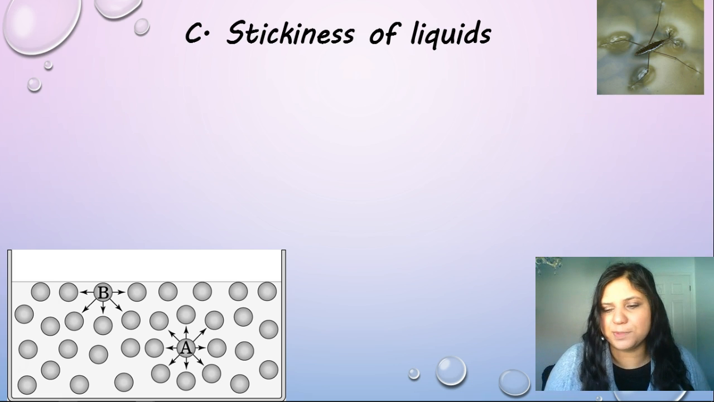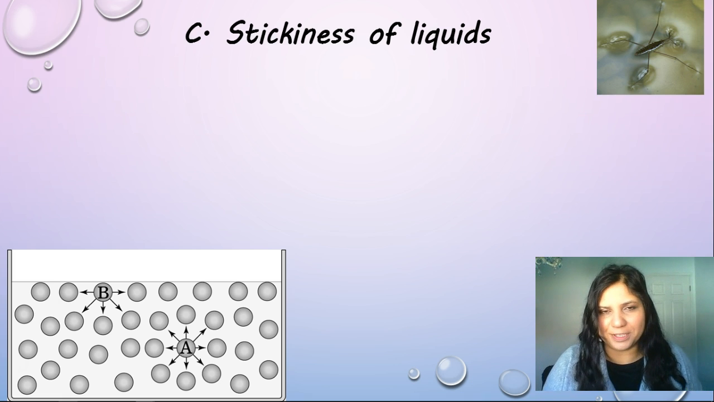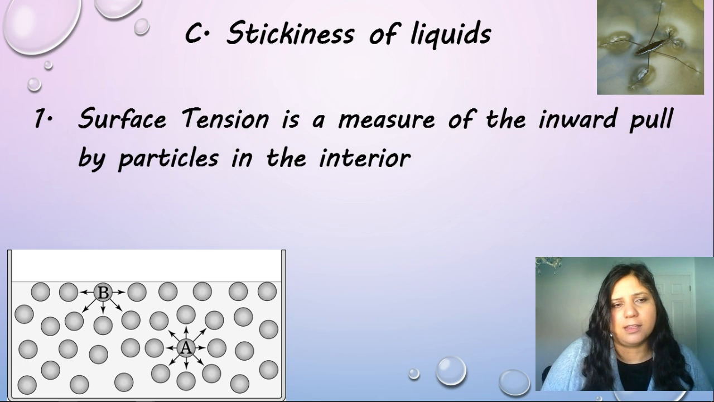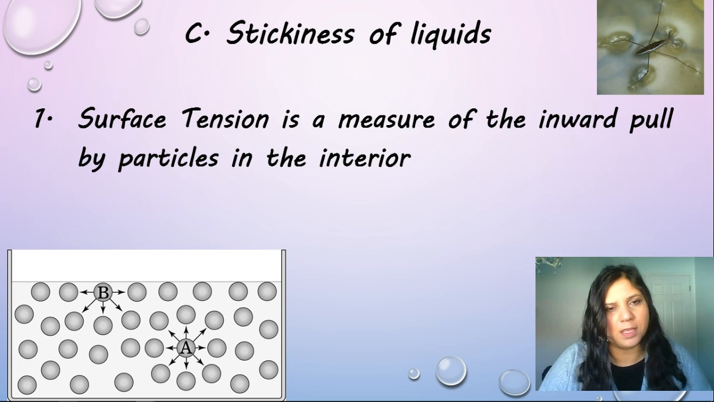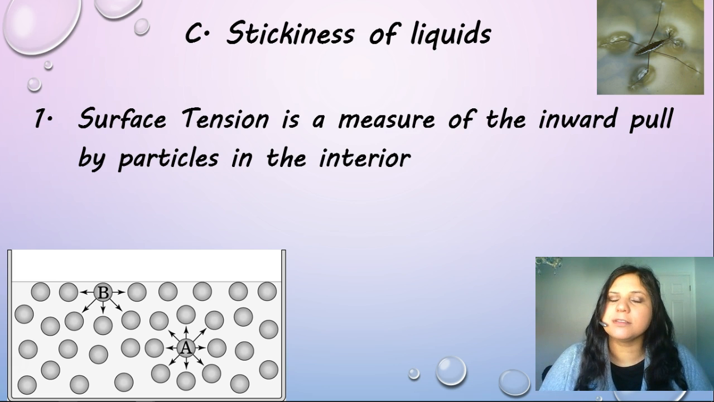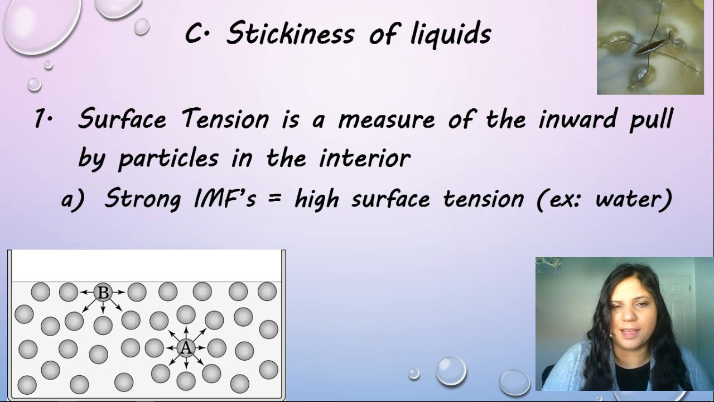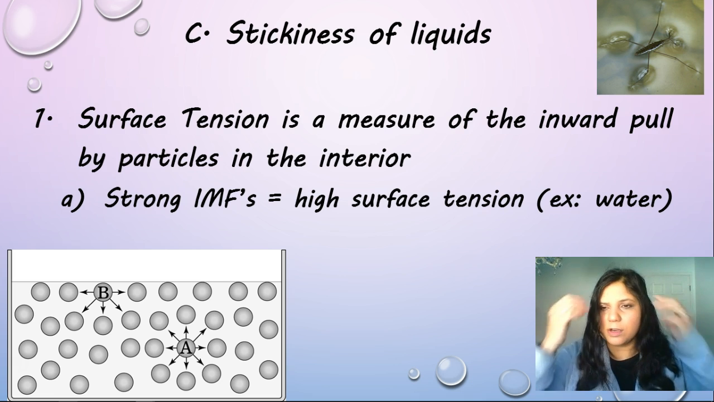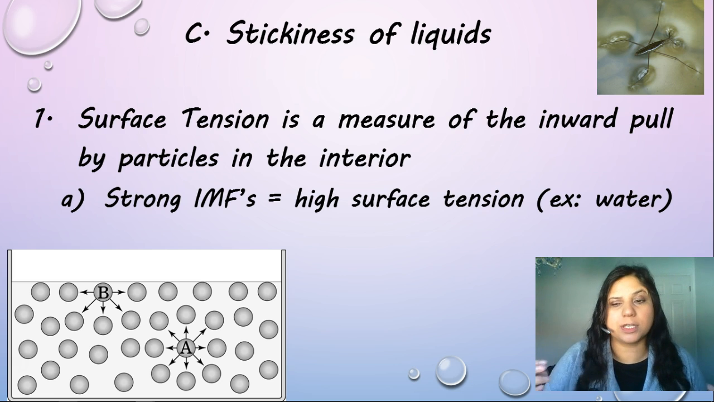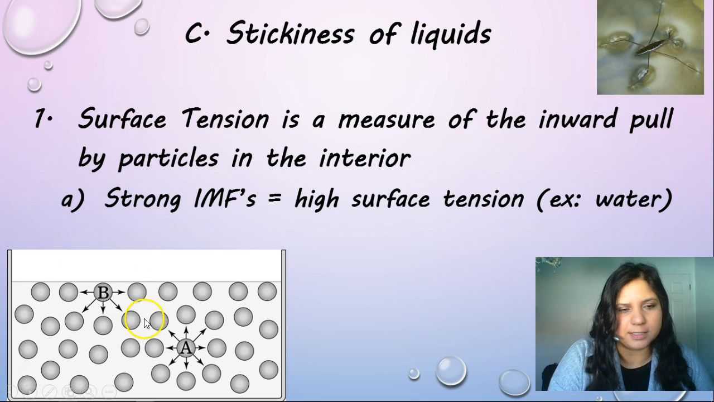Okay, we're going to talk about liquids being sticky. And they're not really all sticky. It's just that those molecules stick together in the liquid form. All right, so first, liquids tend to have surface tension. And that is the inward pull of particles by the interior molecules. We'll talk about that. The stronger the intermolecular forces are, the higher the surface tension. So if we're looking at water, which can hydrogen bond, okay, let's say this is water right here.